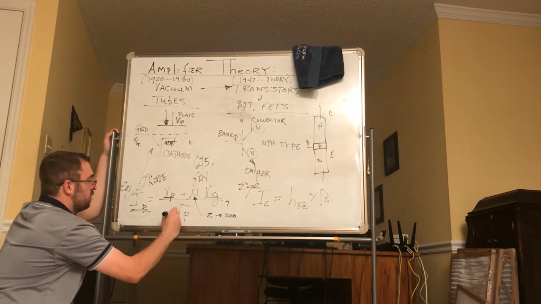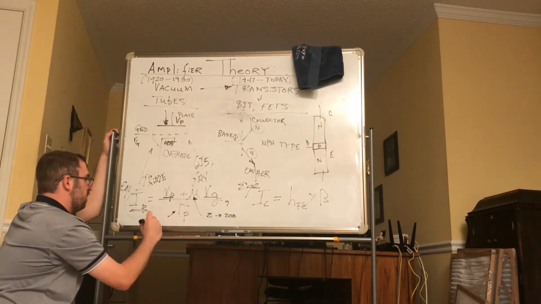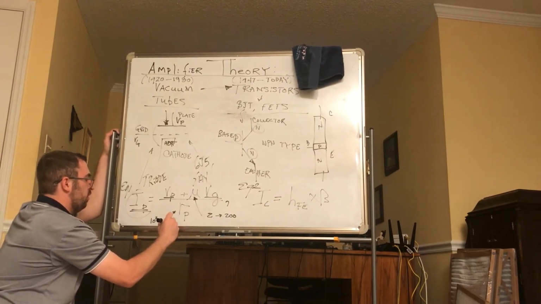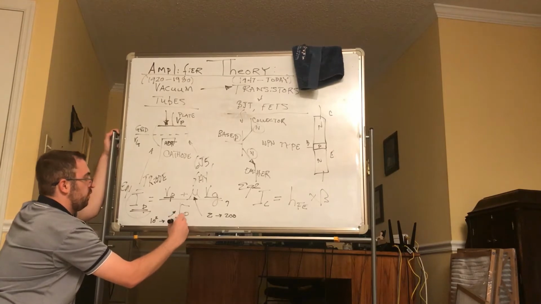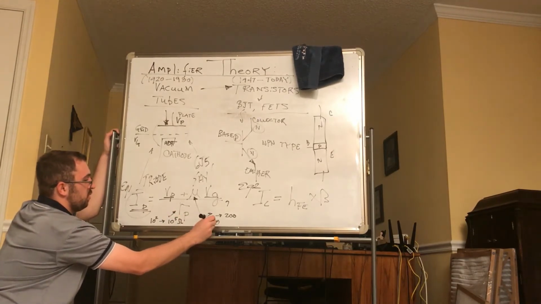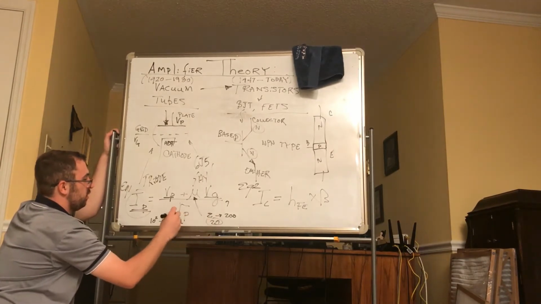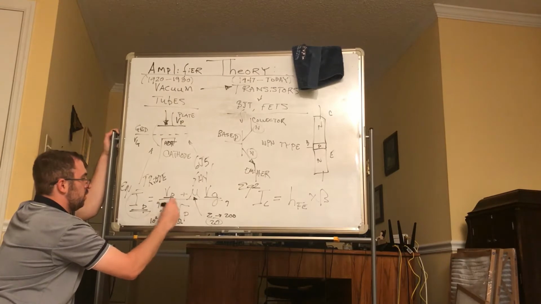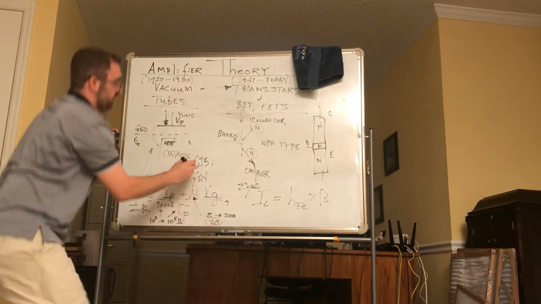Our plate resistance was typically in the hundreds to the hundreds of kilo ohms. But a typical value for mu would be 20. A typical value for RP would be 7,000, in the case of a 6J5.